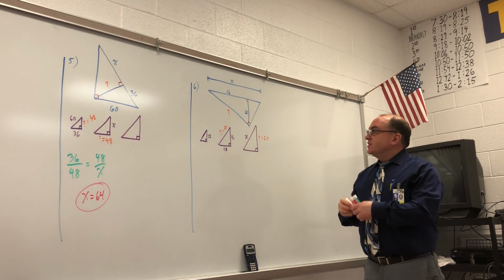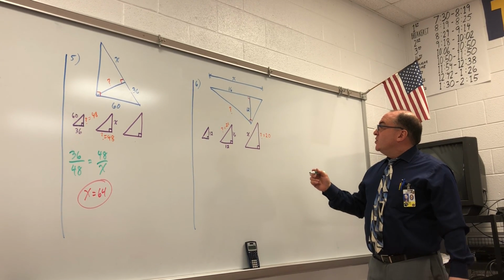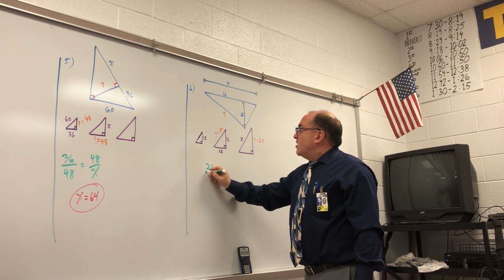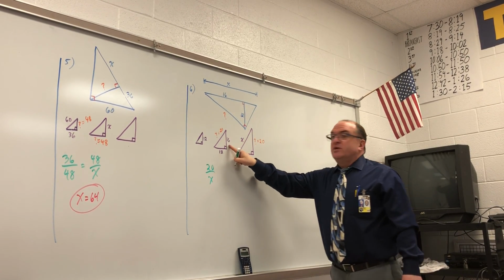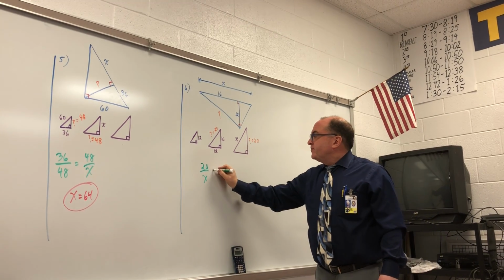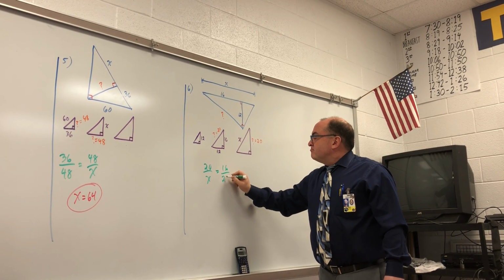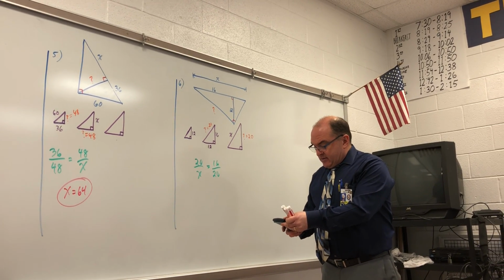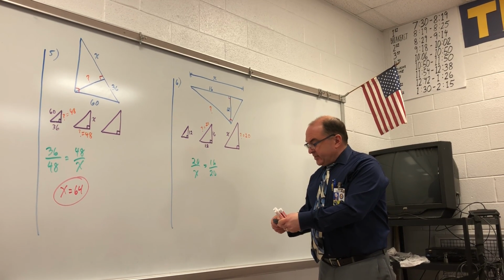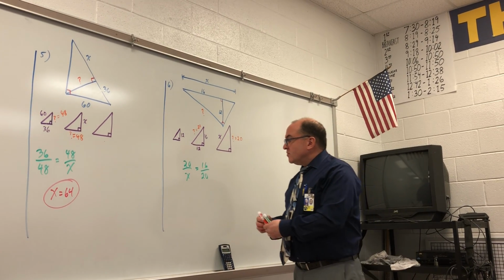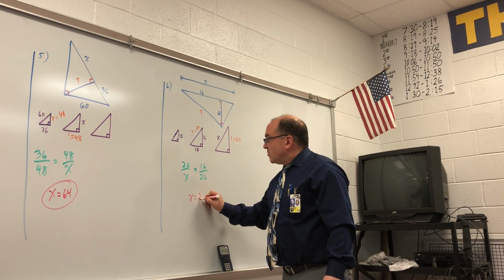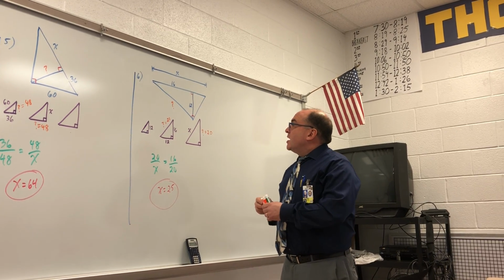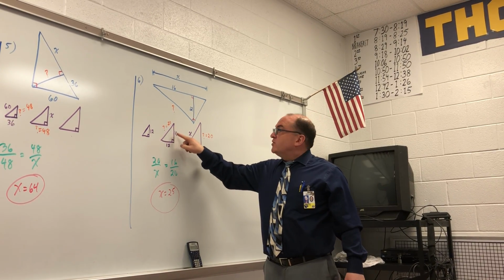So what do I do? 20 over x, that's good. 20 over x equals 16 over 20. So you do 20 times 20 divided by 16, and you get 25. How did I get 20? I did a squared plus b squared equals c squared.